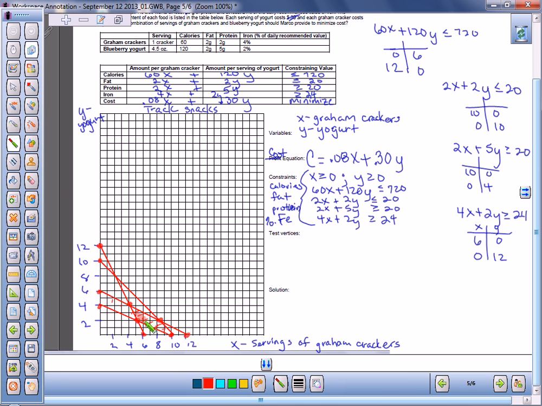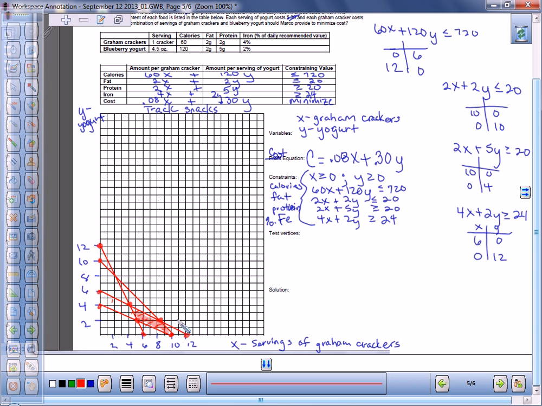So if we look at those test vertices, I have 5, 2 is one of those test vertices, also known as corner points. I have 4, 4. I have 8, 2. And I have 10, 0. Are those the ones you have also? Yes. Okay. And where do we plug them in? Into the cost equation, into our objective function, which is to minimize cost. So plug it in. Let's see what Marco should be paying per student for the track snack.